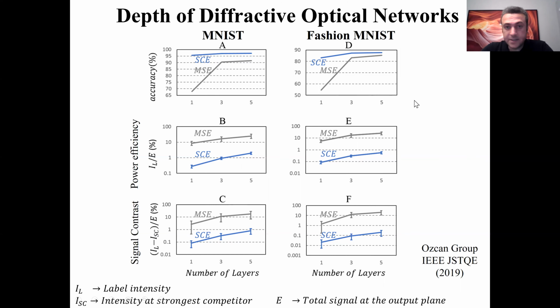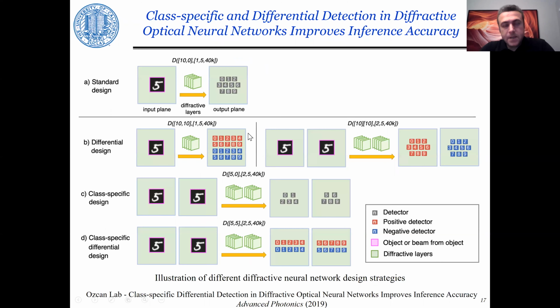So this is the conclusion. Next I'll share with you some additional design strategies to make this framework generalize better and perform better for various different classification tasks. And here I'll talk about differential design and class-specific design and the combination, which is class-specific differential design.